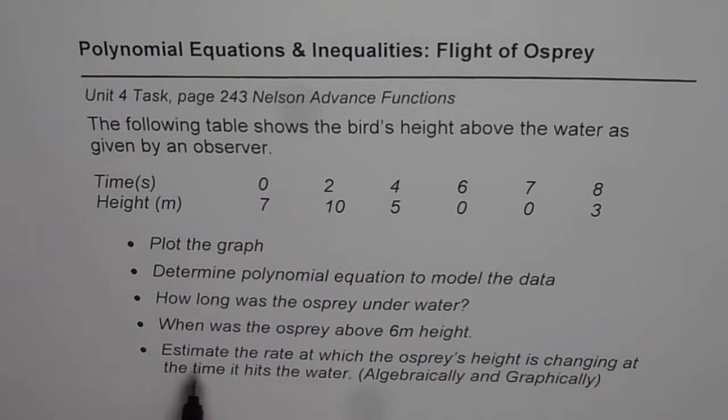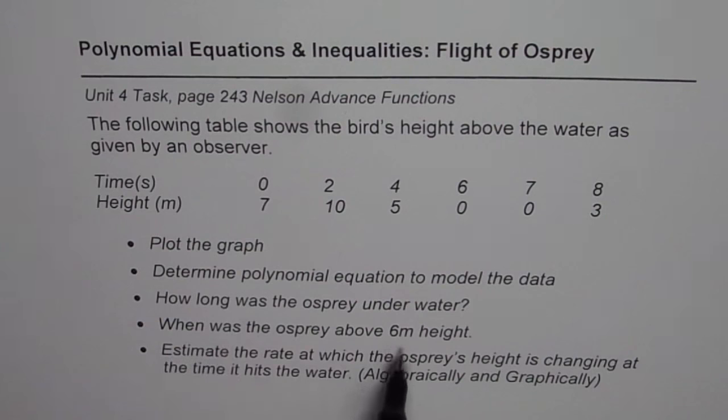What we need to do from this data is, first, plot the graph. Second, determine a polynomial equation to model the data. Third, how long was the osprey underwater? There are more questions in between, so I've taken up just a few important ones which I thought you may need help with. When was the osprey above 6 meter height?